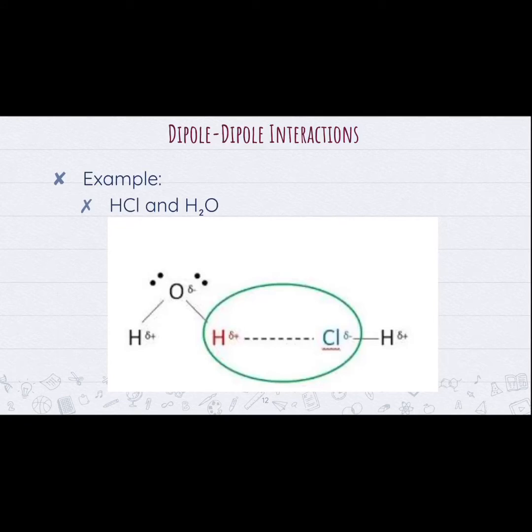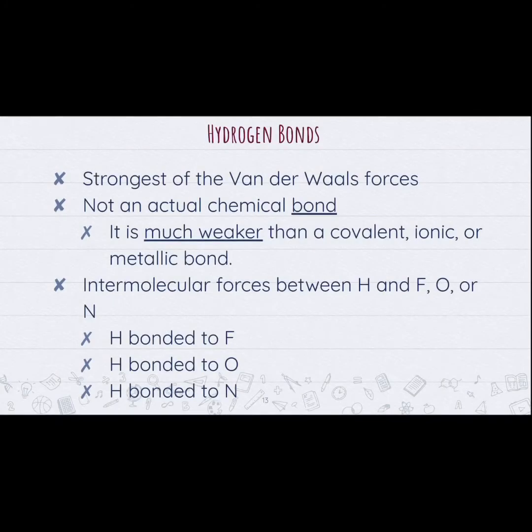Here's an example of that. So I have hydrochloric acid and water. Both of these are polar, so I could actually dissolve or dilute hydrochloric acid in water. The bond between the negative chlorine and the positive hydrogen, that creates a dipole-dipole interaction because those are attracted to one another.